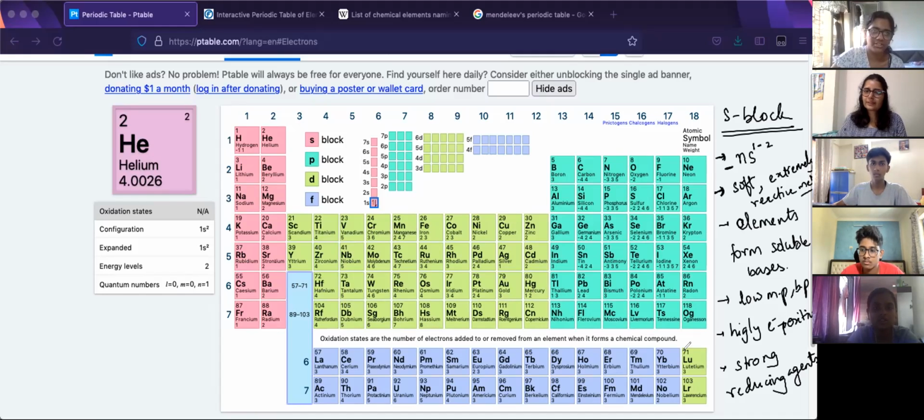Reduction is gaining electrons. Correct. So if something is gaining electrons, it is getting reduced. And if something is losing electrons, it is getting oxidized. So related to that, how would you identify oxidizing agents and reducing agents?